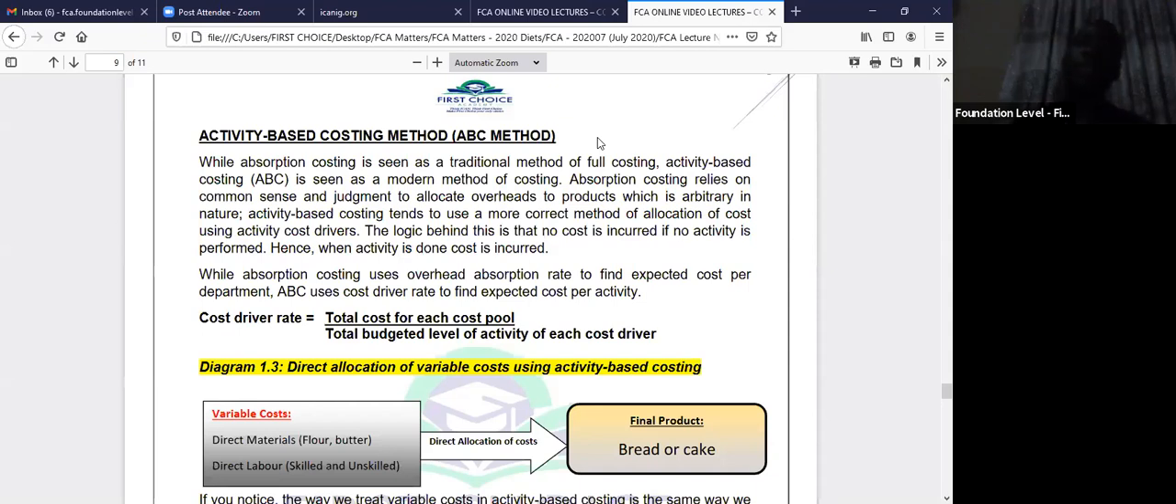Cost driver rate is total cost for each activity divided by the total level of activity for that activity. Now, the difference between this and absorption costing is that in absorption costing, you just have one overhead absorption rate. But in ABC, you have several cost driver rates, depending on the number of cost drivers. So if you have five activities driving costs, then you have five cost driver rates. If you have two activities, then be prepared to have two cost driver rates.